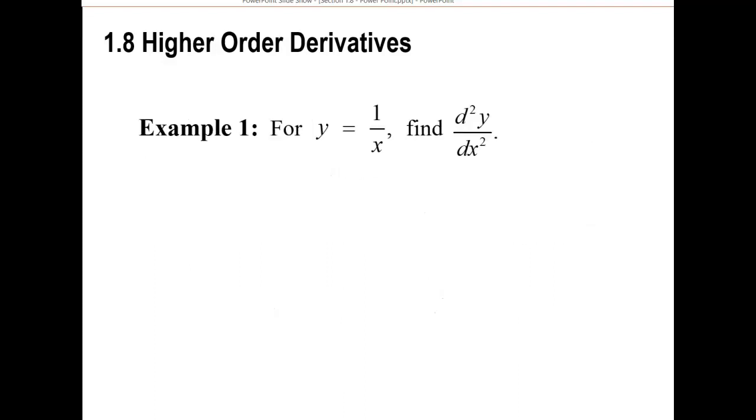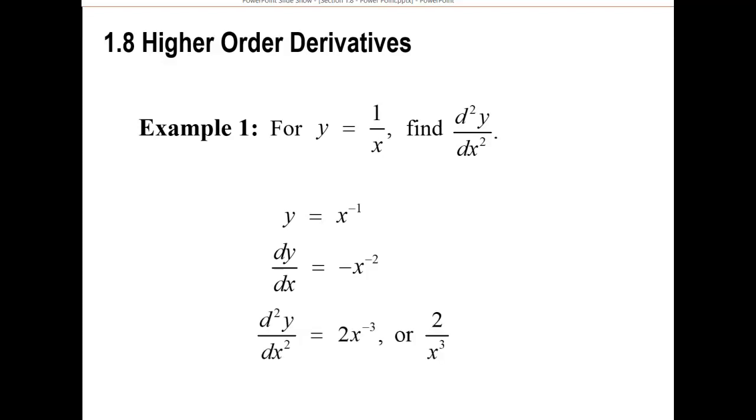All right, so let's try another example. For y equals 1 over x, let's find the second derivative. We can write that as x to the negative first. So the first derivative, dy dx, would be negative 1 coming down, and subtracting 1 from that exponent gives me negative 2. So negative 1 x to the negative 2.